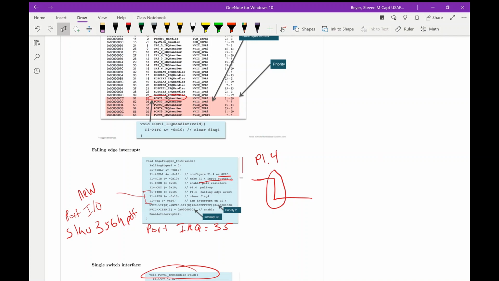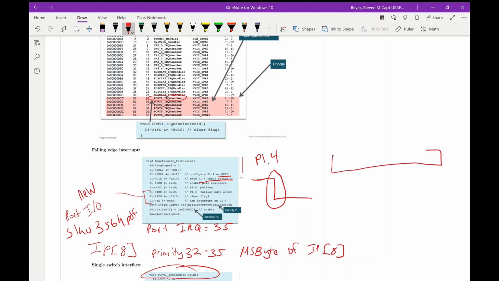If we look at the priority registers, which handle IRQ 35, it's actually IP8, which handles priority for interrupts 32 through 35. And since we're in IRQ 35, it's going to be the most significant byte of the IP8. If this was interrupt 34, then it'd be the second most significant. 33, 32. 32 would be the least significant byte. So remember, it's 32 bits.